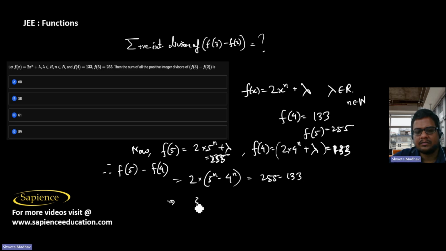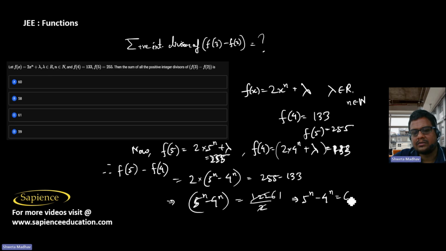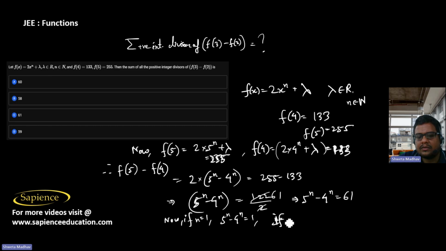So therefore 5 power n minus 4 power n is equal to 122 by 2, that is 61. So 5 power n minus 4 power n is equal to 61. Now if I put n equal to 1, then 5 power n minus 4 power n is equal to 1, which will not be 61. And if I put n equal to 2, then that will be 25 minus 16, which is equal to 9, which is also not 61.